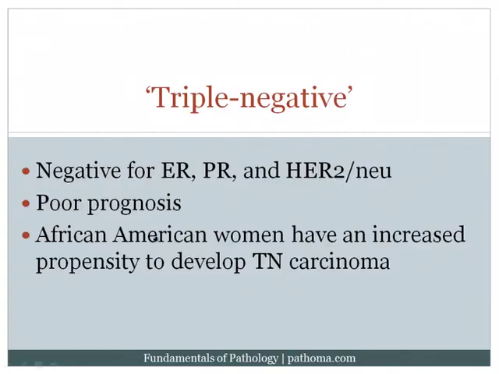Now when you think about all of these three key predictive factors, that can create a wide variety of possibilities. For example, if we're thinking about ER and then PR and then HER2/neu, it's possible that some patients could have ER positive, PR positive, HER2 negative tumors.